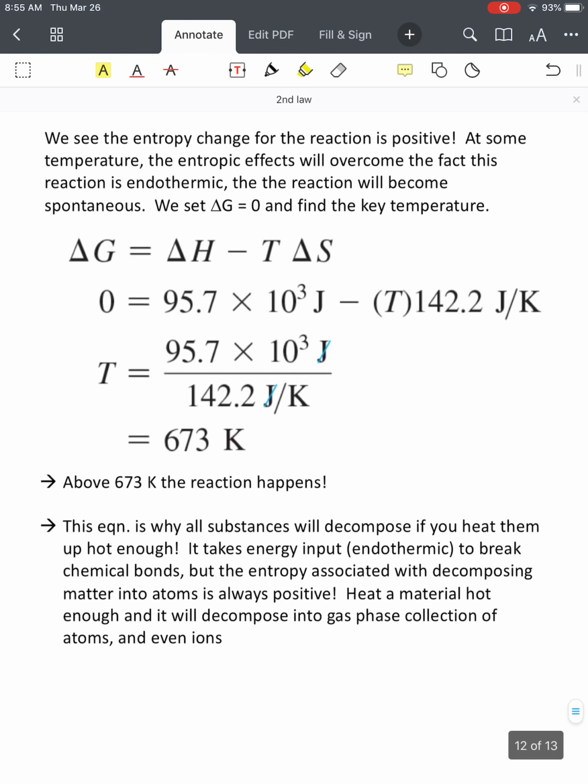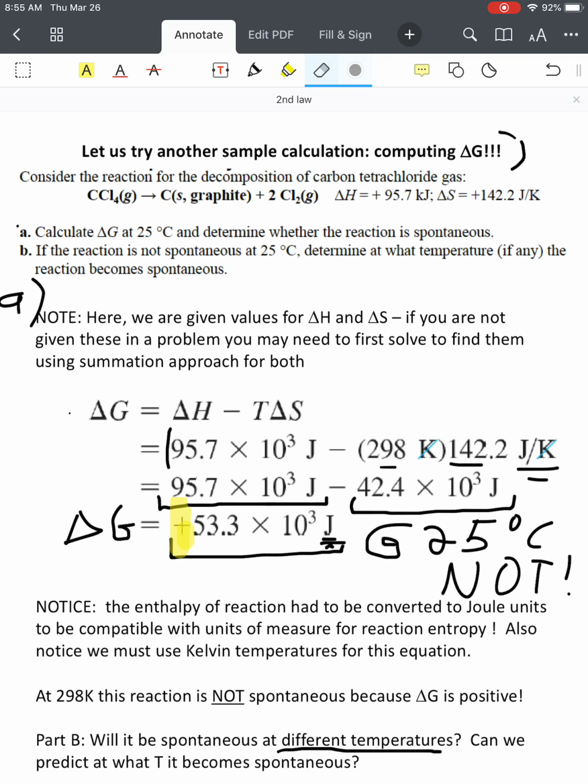So what do we notice about the reaction itself if we go back to the beginning? Well, I know that my enthalpy, my delta H, is a positive number, isn't it? That's bad for spontaneity. But the good news is that my entropy change is a relatively large positive value at 142.2 joules per Kelvin.